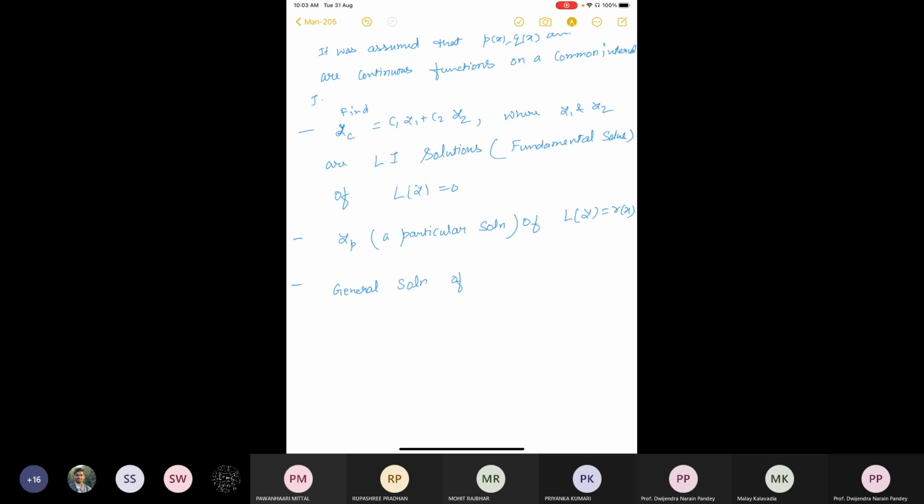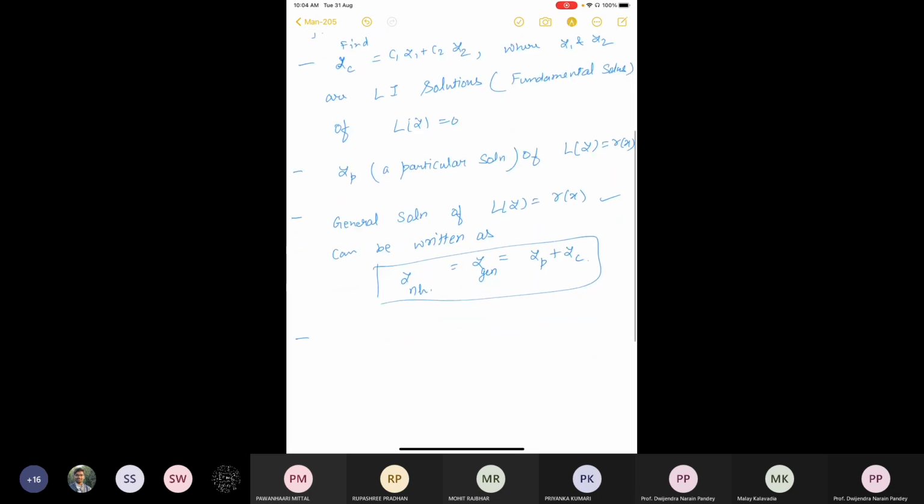Then we have already discussed that the general solution of Ly equal to R(x) can be written as Y general, sometimes you can write Y_NH also, just to emphasize that it is the general solution of the non-homogeneous problem, not the homogeneous problem, and it is written as Yp plus Yc. This we have already proved in the last class. I hope you remember all these things.